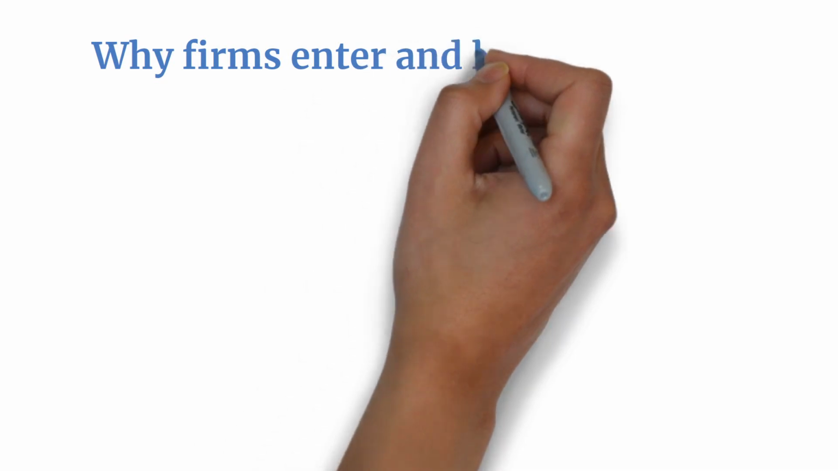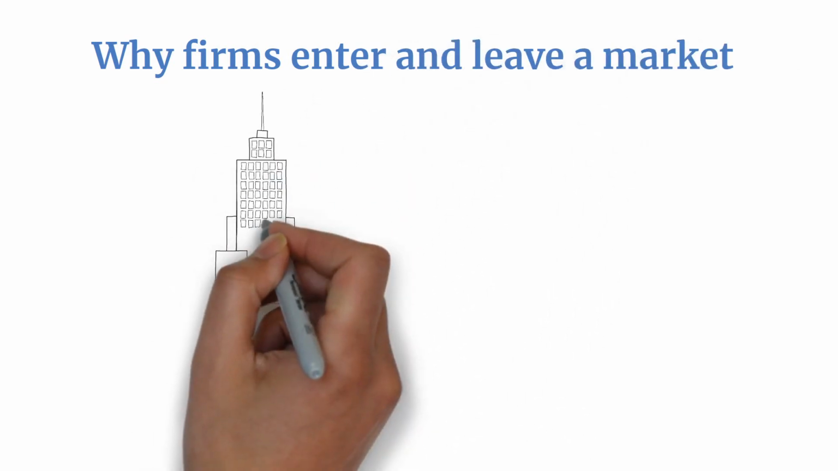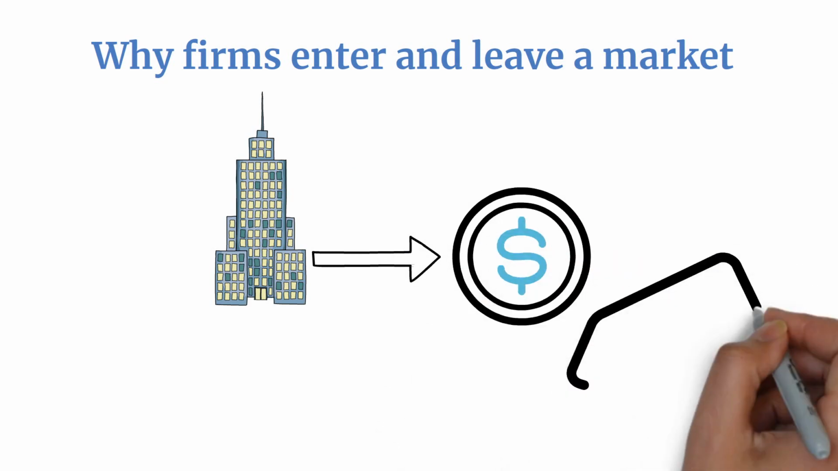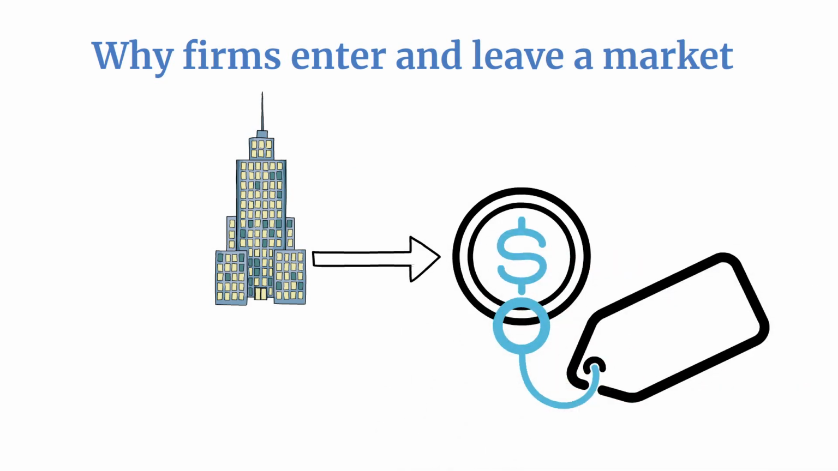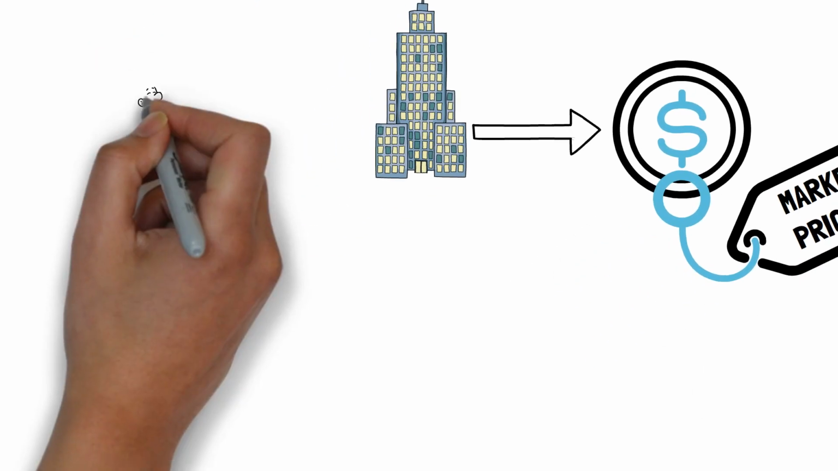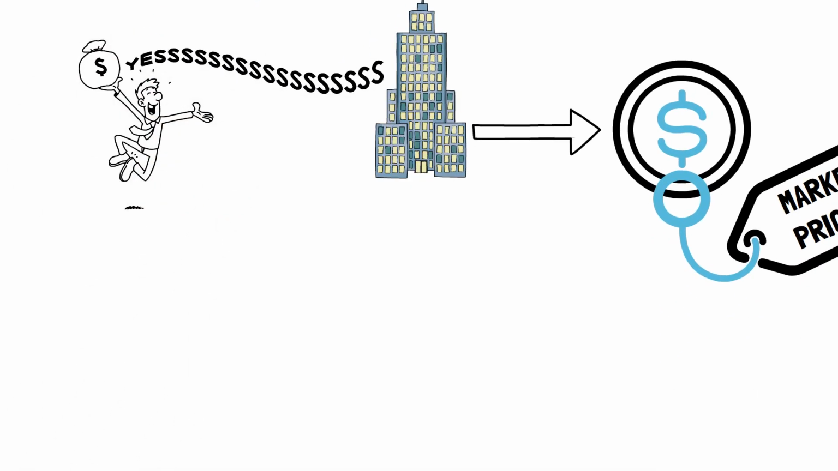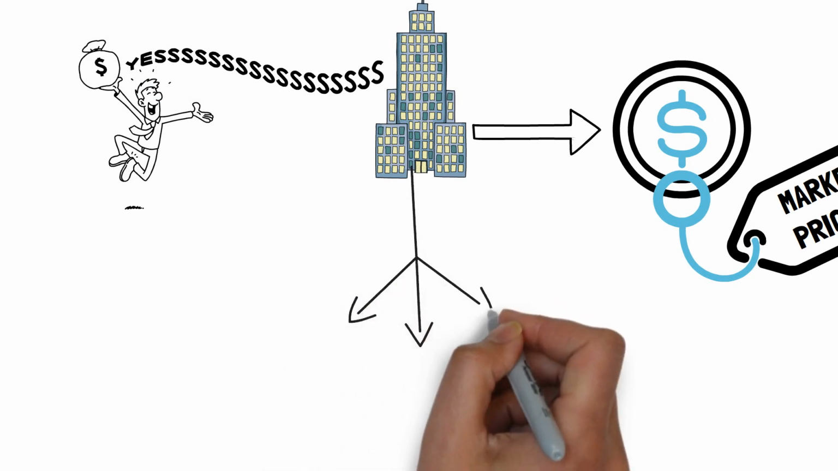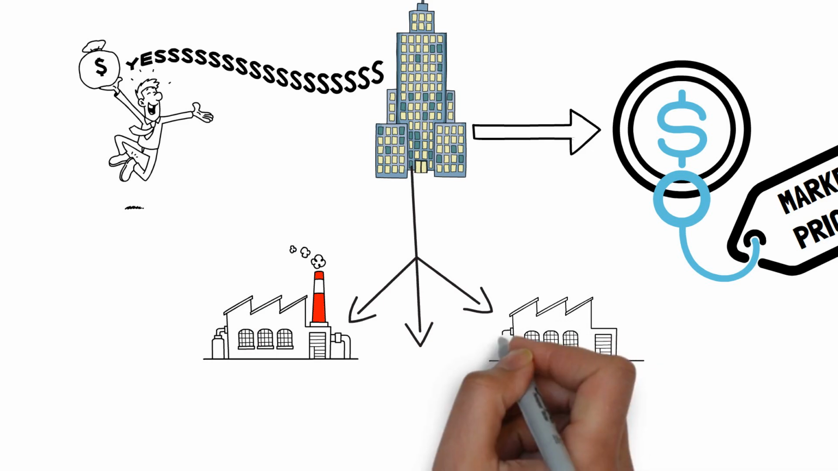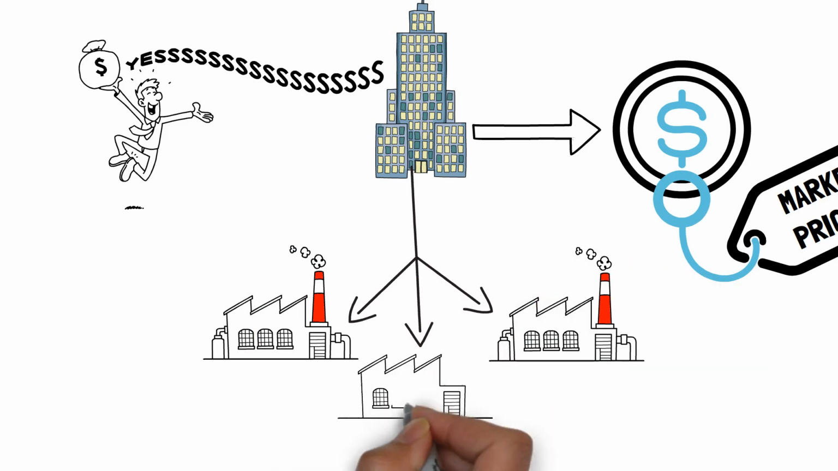Why firms enter and leave a market. The main reason firms enter the market is to create profit. When firms can satisfy a need or desire for the consumer at a cost of production less than the market price, they make a profit. If a business is making a profit in the short run, it has an incentive to expand existing factories or to build new ones. New firms may start production as well.